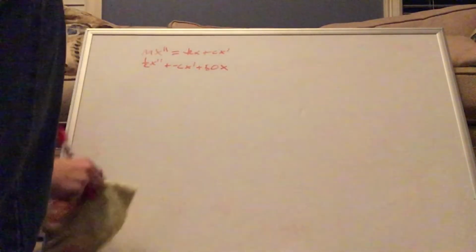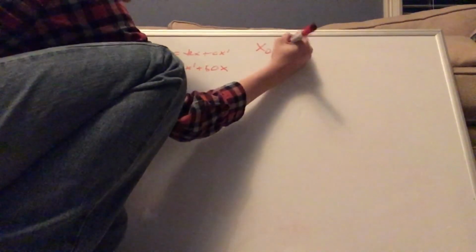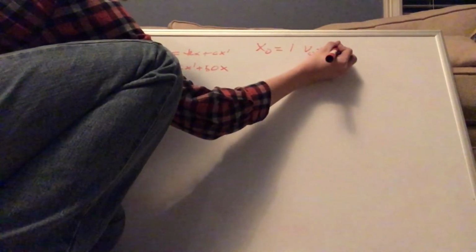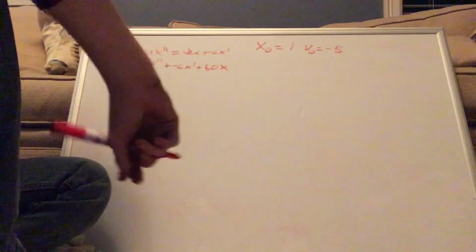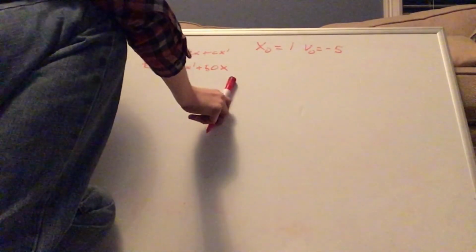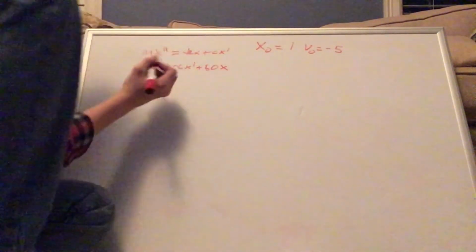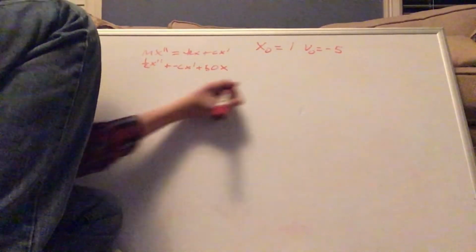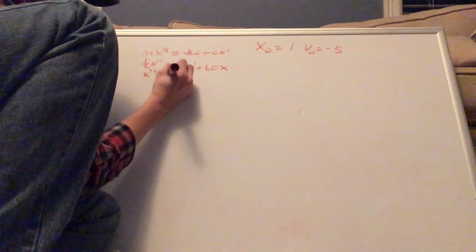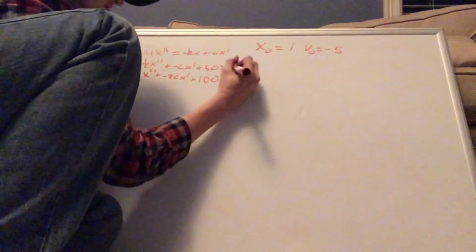Now, what's important, again, is to remember the initial conditions, and I forgot to write them down this time. x0 equals 1, and v0 equals -5. So we're going to keep those initial conditions. So with this, we're just going to multiply this 1/2 into everything else. So x double prime plus -2cx prime plus 100x equals 0.